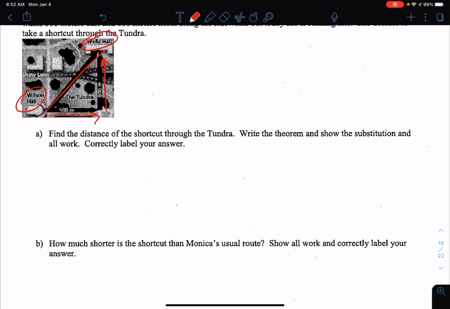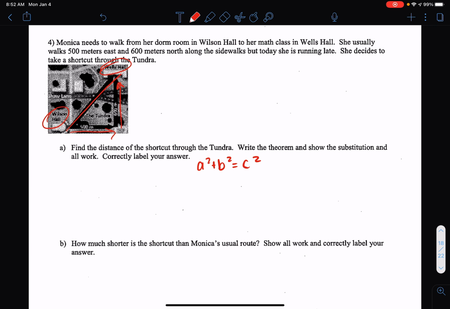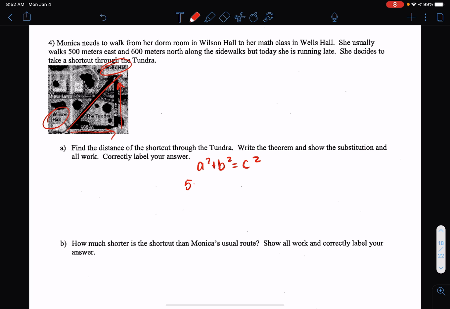So I'm going to write my theorem, which is a squared plus b squared is equal to c squared, okay? And now I have to use my substitution using the measurements that they gave me, the distance, okay? So they give me my 2 legs, doesn't matter where you plug them in as long as you're consistent. I'm going to go ahead and plug in one of my legs, which is 500 into A, so 500 squared, plus my other leg, which is 600 squared is equal to c squared.